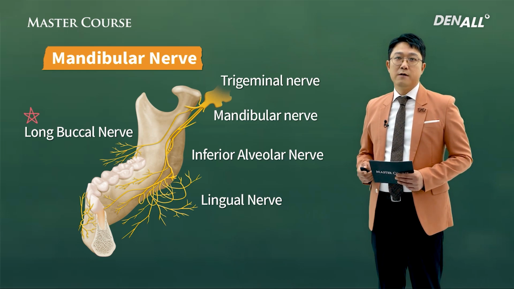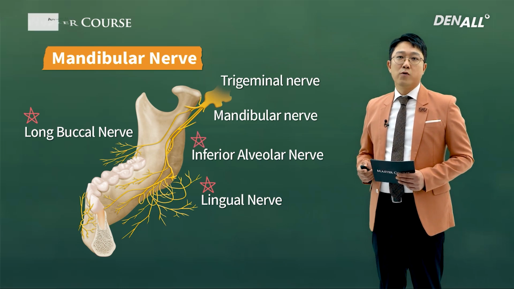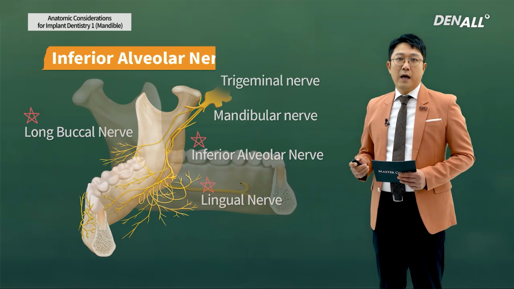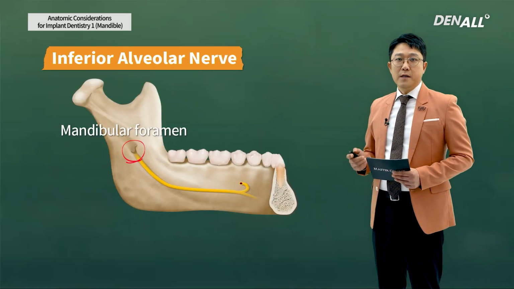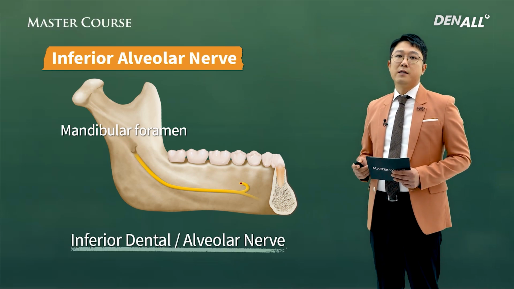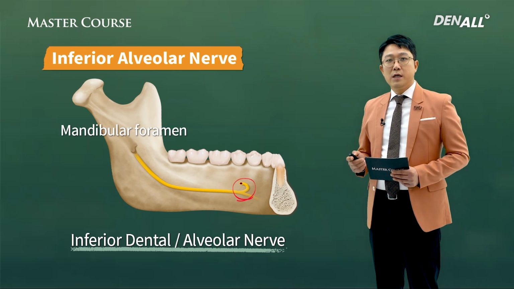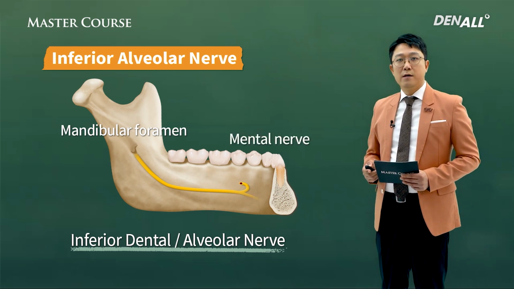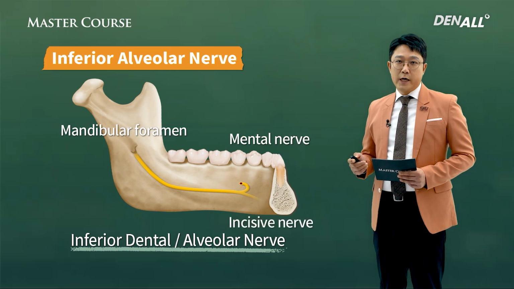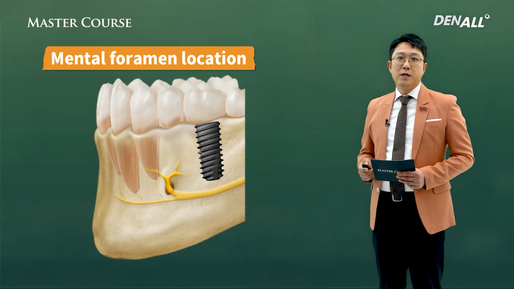The long buccal nerve, the lingual nerve, and the inferior alveolar nerve. The inferior alveolar nerve goes through the mandibular foramen to the mandible. It becomes the inferior alveolar nerve that controls the sensation of the mandible. The nerve from the mandibular foramen is divided into the mental nerve and the incisive nerve. The mental nerve comes from the foramen and controls the sensation of the lower lip.